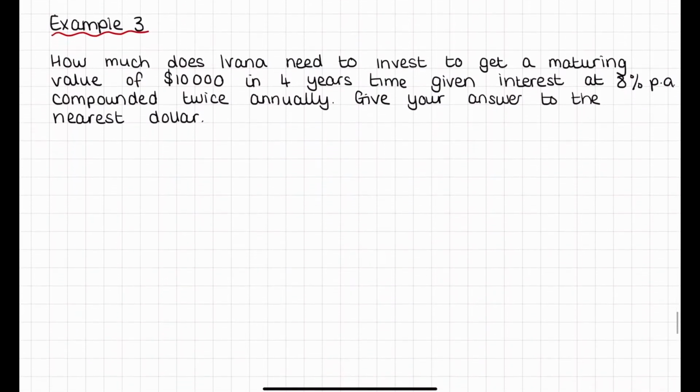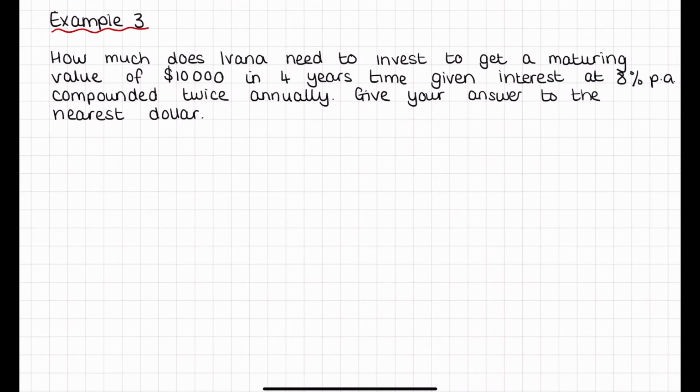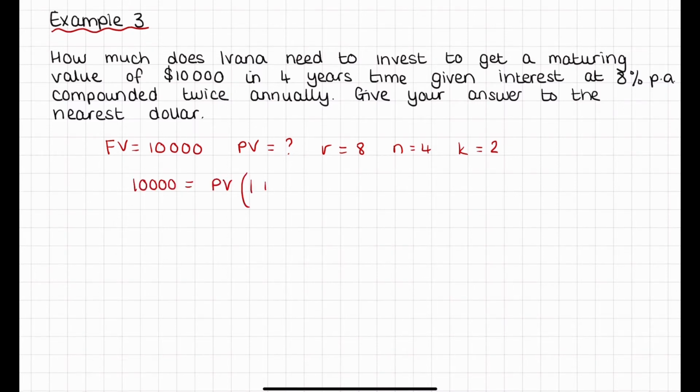Now for example 3, how much does Ivana need to invest to get a maturing value of $10,000 in 4 years' time, given interest at 8% PA, compounded twice annually? Give your answer to the nearest dollar. So once again, start with what we know. This time we know our future value, it's $10,000, that's how much we want at the end. And we're wanting to try and find our present value. Our rate is 8%, number of years is 4, and our K will be 2 because it's compounded twice annually, so twice per year.